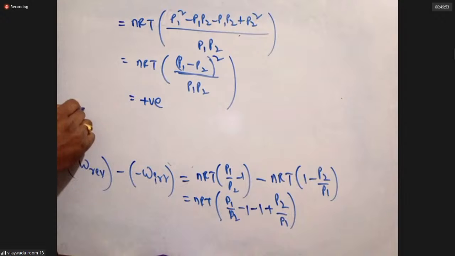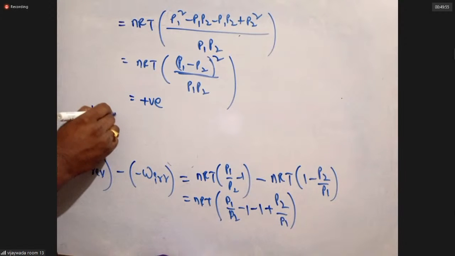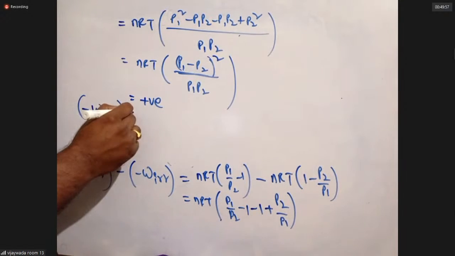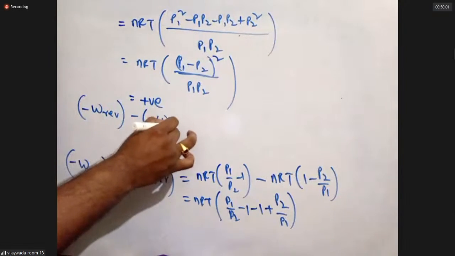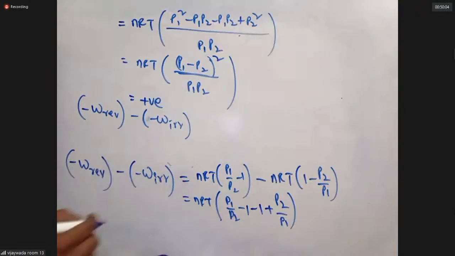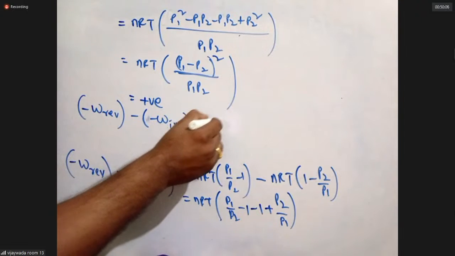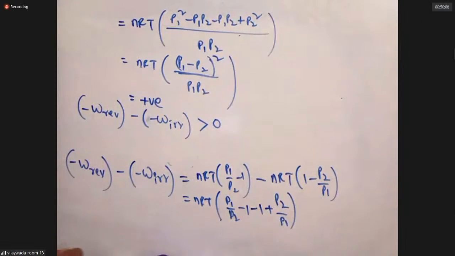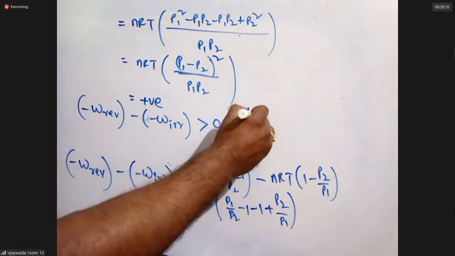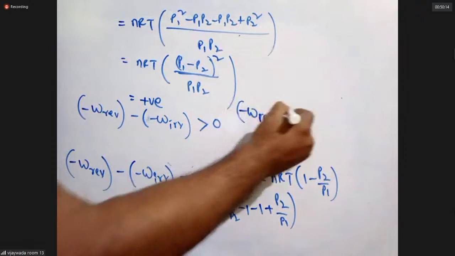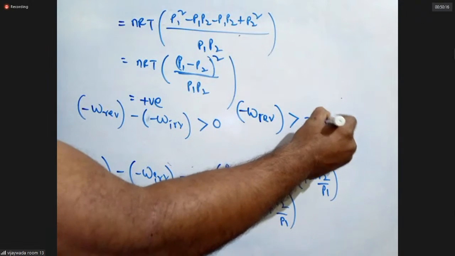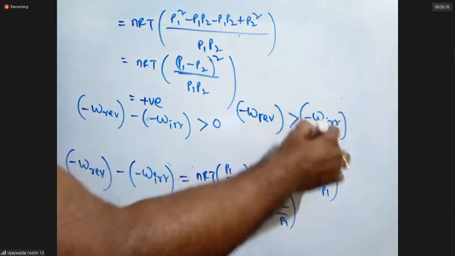So minus work done reversible, I mean work done by the system, minus work done in the irreversible process, is a positive value. Positive value means greater than 0. So greater than 0 means you can write that work done in a reversible process is greater than work done by the system in irreversible process.